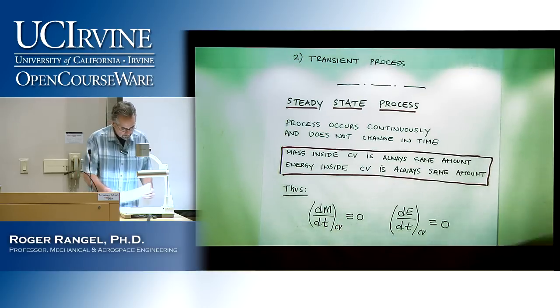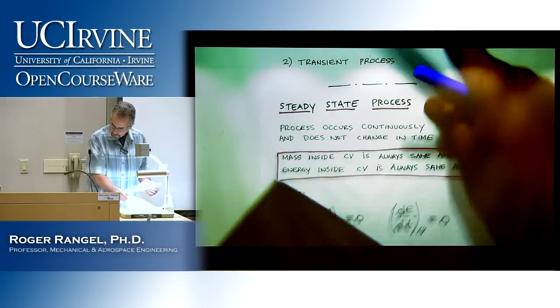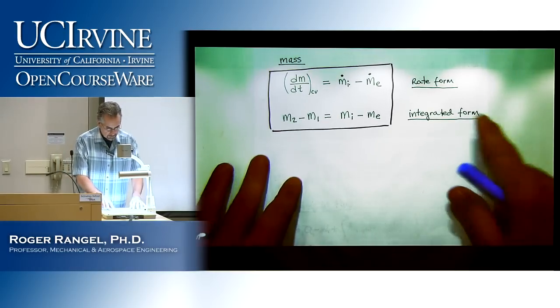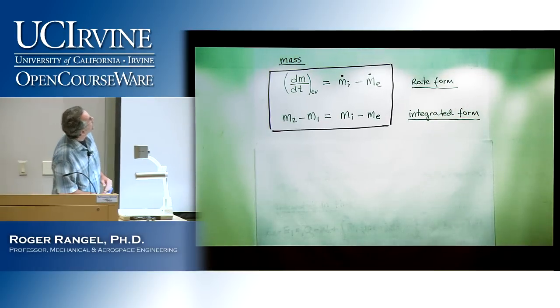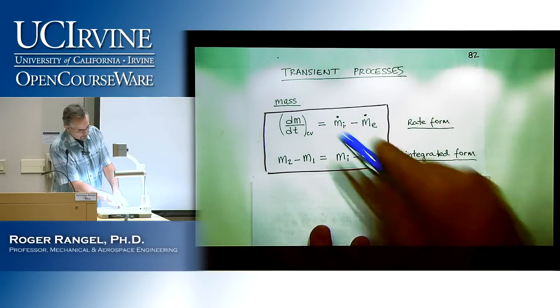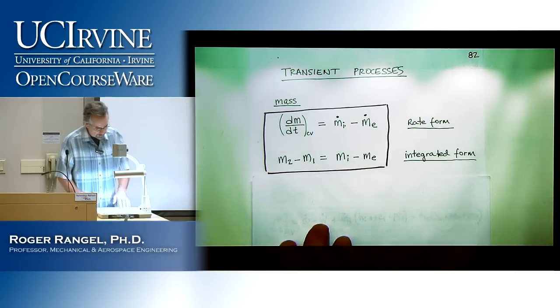So let's look at this in detail. Let's see, we already saw that. For the transient process, the first thing we want to look at is the mass conservation equation. And here is our mass conservation equation with all of its terms.